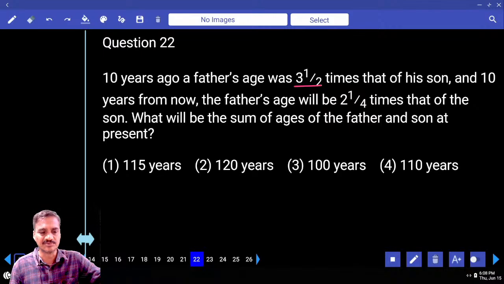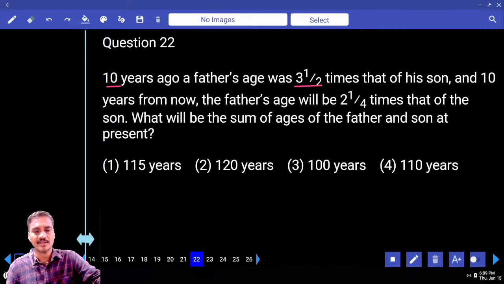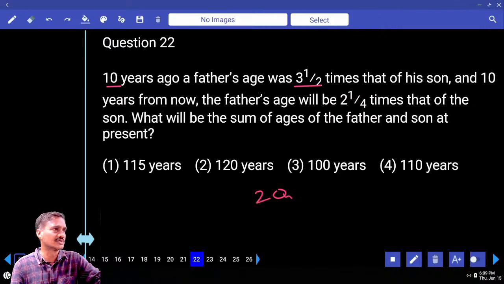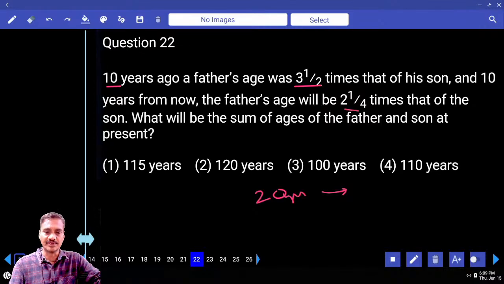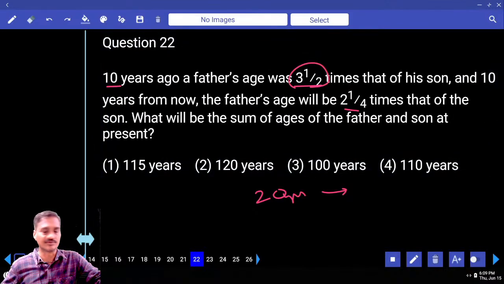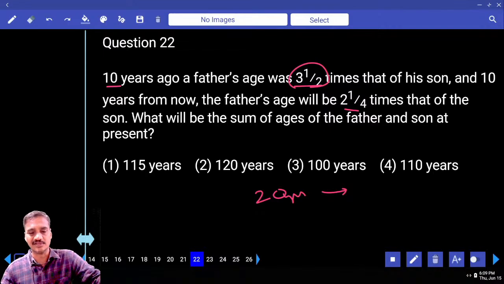Now what is the difference between these two? 20 years, 10 years back and 10 years from now. And the total is how much? The total is 20 years. Then next, here it is 2.5 times and it is 3.5 times. 3.5 is 3 1 by 2, and 2.5 is 2 1 by 4.